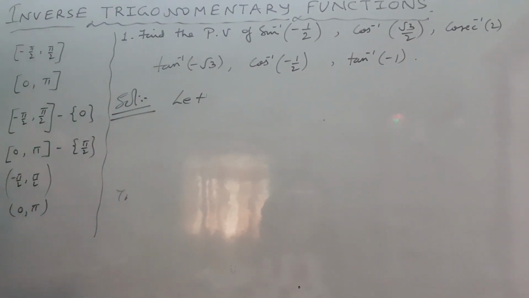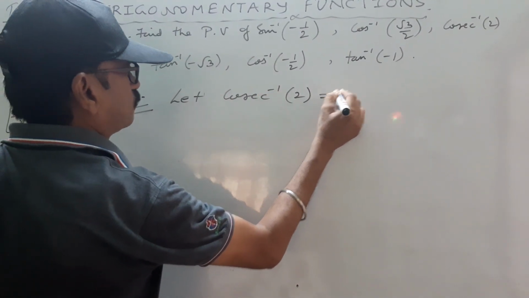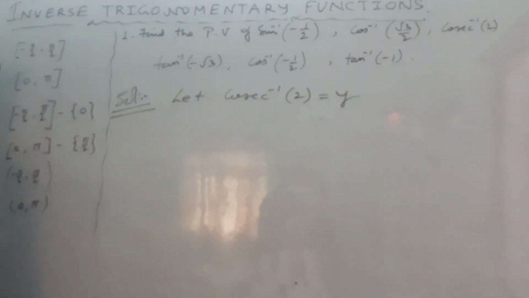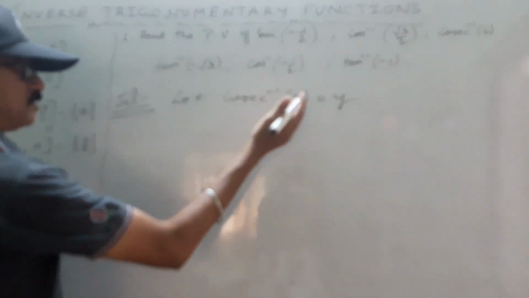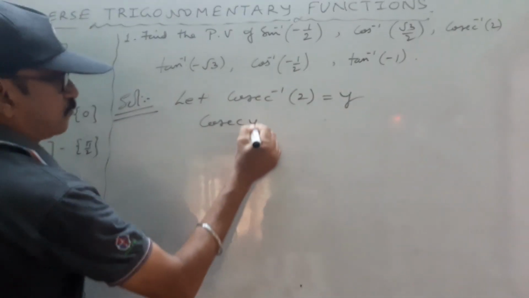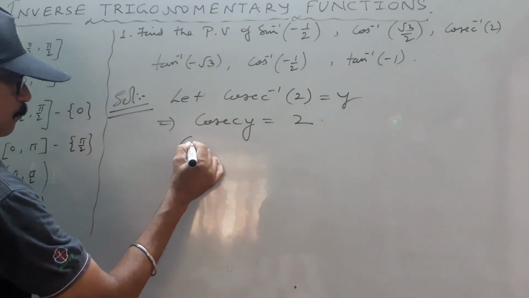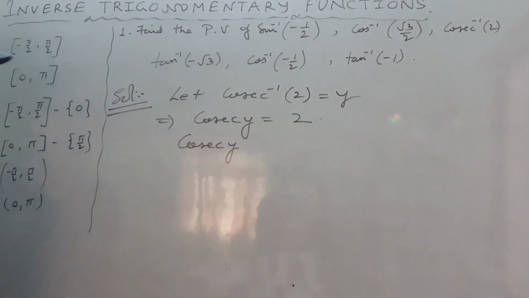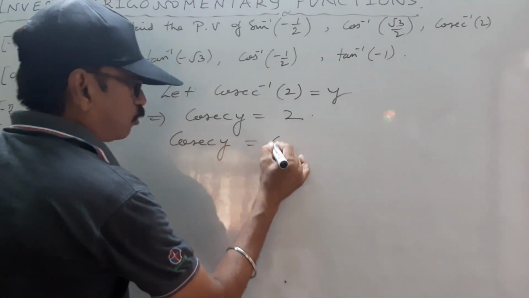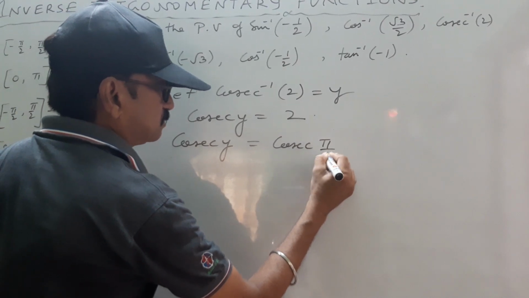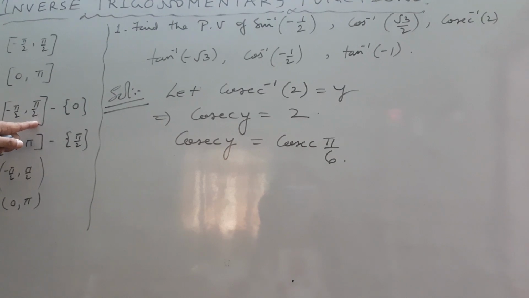Third question is cosec inverse. Cosec inverse of 2 is equal to y. If you want to reverse it, we can reverse it, otherwise directly we can solve cosec y is equal to 2. Now where was 2 in cosec? Sin 30 is 1 by 2, so cosec 30 will be 2, so cosec of pi by 6.